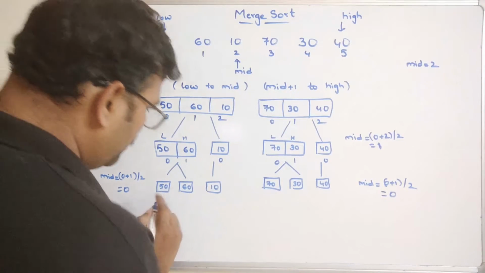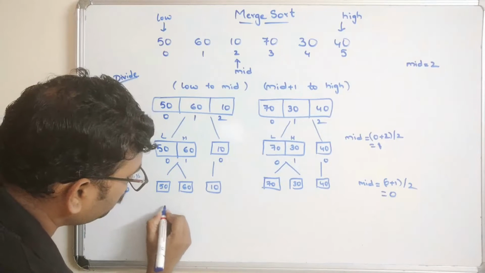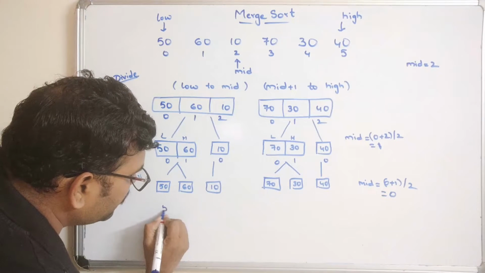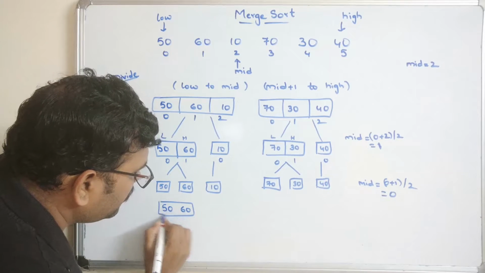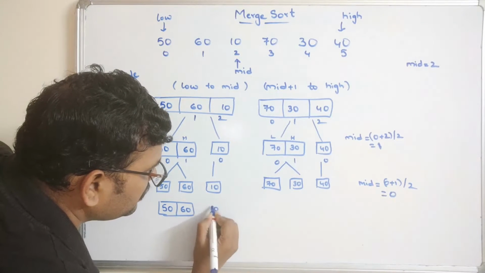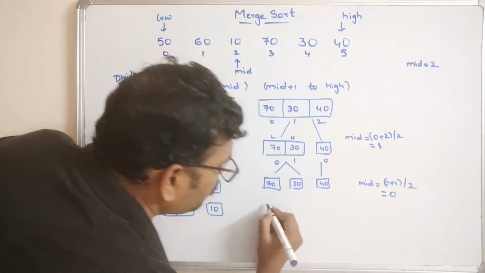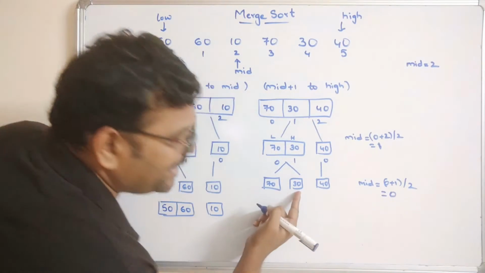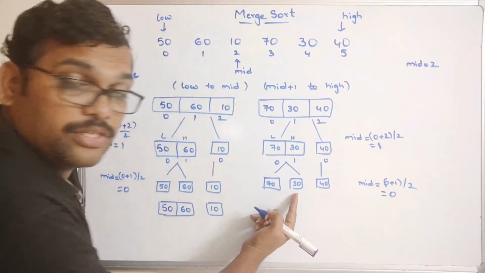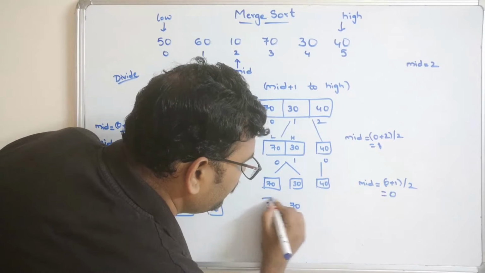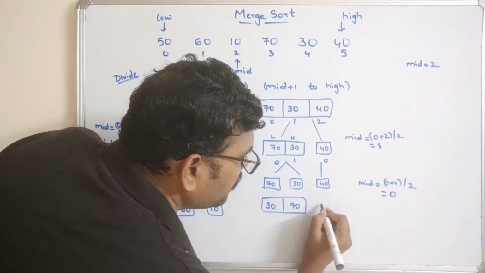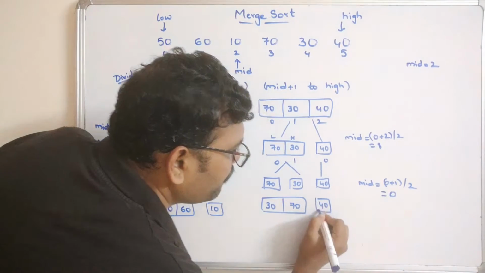Okay. So 50 and 60, obviously both are in the same order, right? And this is 10. And apply the same process here also. So 30 is less than 70. So we can see 30 and 70 both come in the same order, and now it will be the 40.